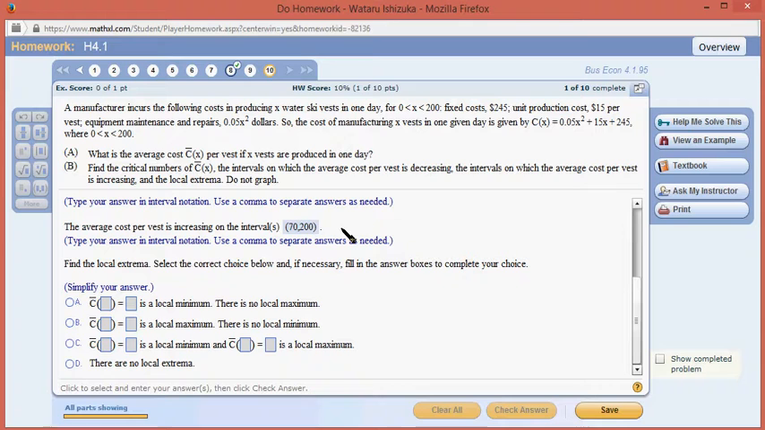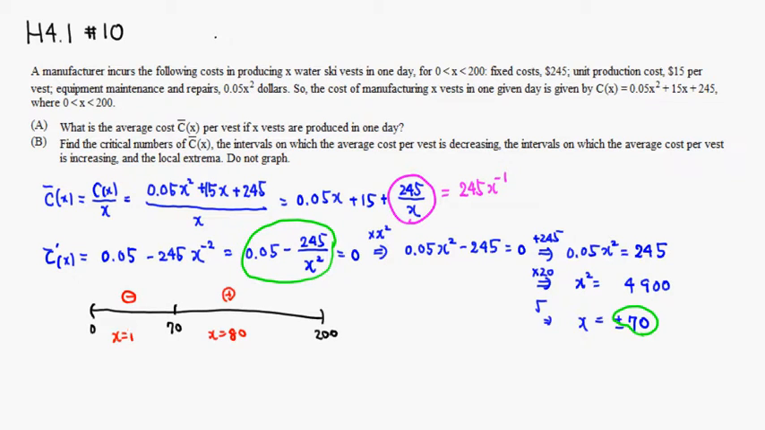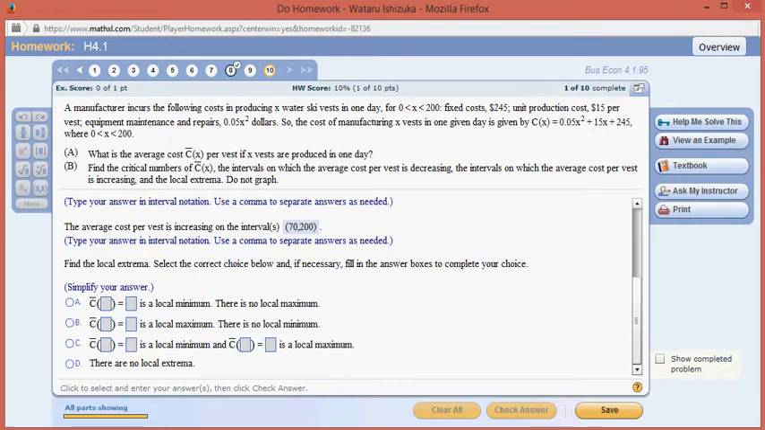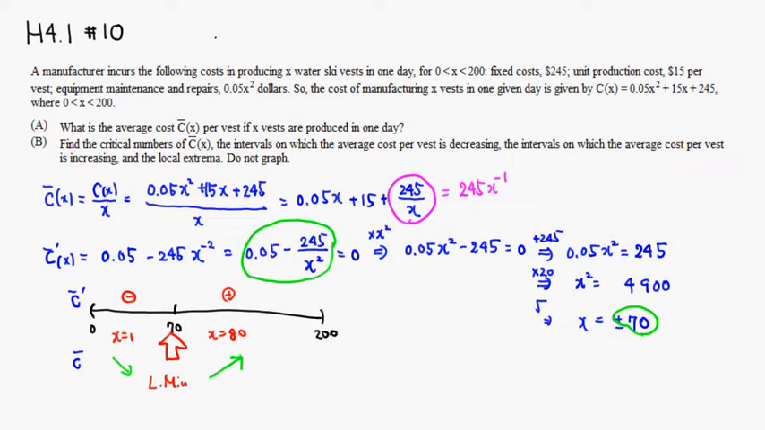And we want to find the local extrema. So we look at c bar prime. Since c bar is decreasing here and after that increasing here, that means you're going to have a local minimum at the critical number. So let's type it in. Local minimum here, at 70, and we have to find the value there.